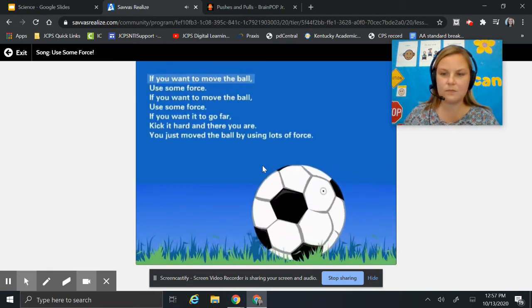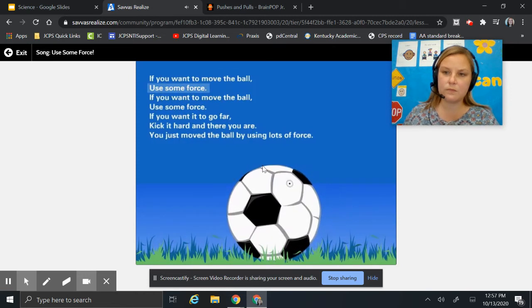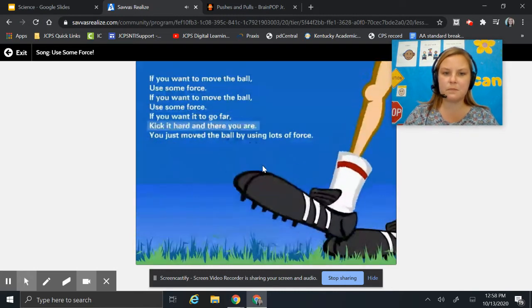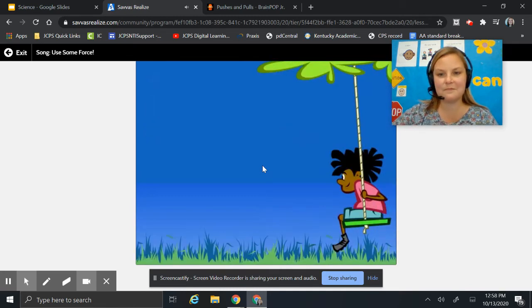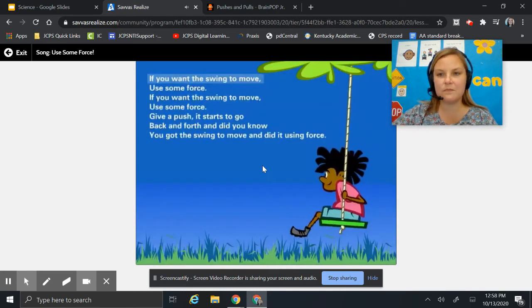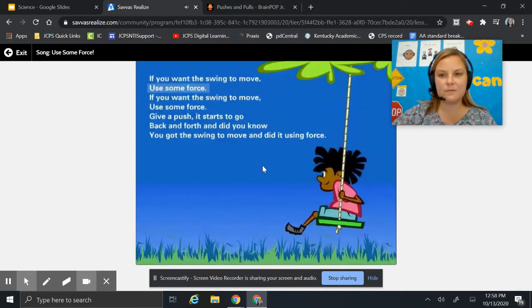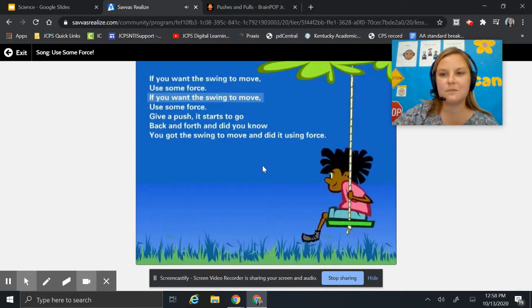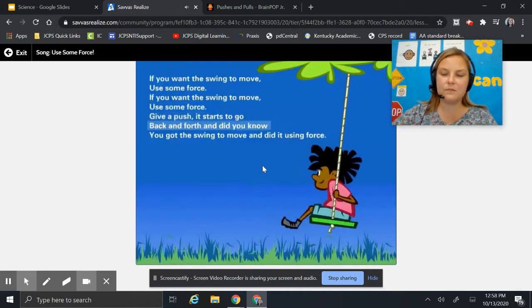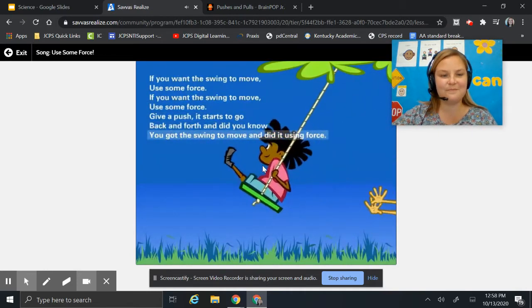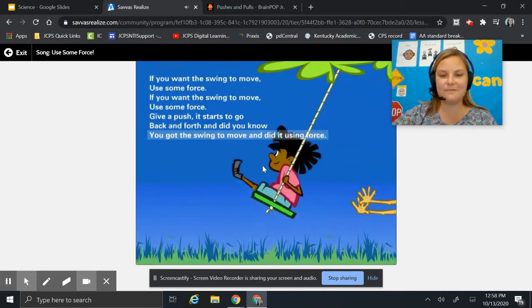If you want to move the ball, use the force. If you want to move the ball, use the force. If you want it to go far, kick it hard and there you are. You just move the ball by using lots of force. If you want the swing to move, use some force. If you want the swing to move, use some force. Give a push, it starts to go back and forth. And did you know you got the swing to move using force?